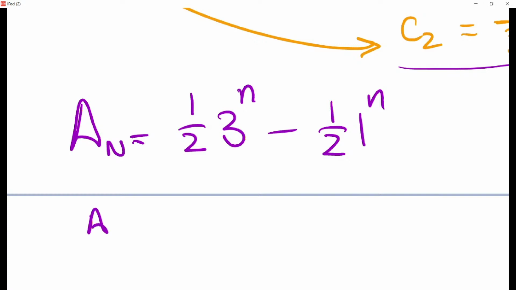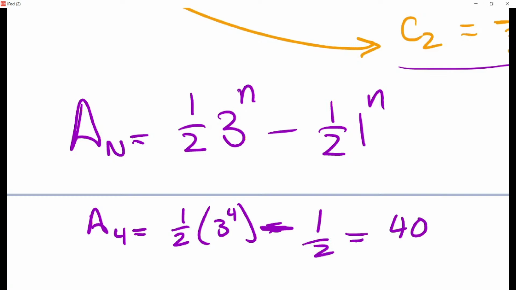Here's our solution. Let me just do this real quick. A sub 4 is 1/2 times 3 to the 4th minus 1/2, which is, oh, look, it's 40. Actually, it is. 81 is 3 to the 4th. Half of 3 to the 4th is 40.5. And then you subtract off 1/2 and you get 40, which is exactly what we wanted.